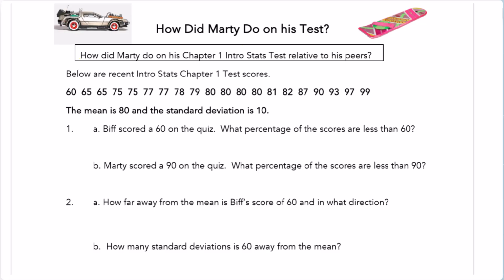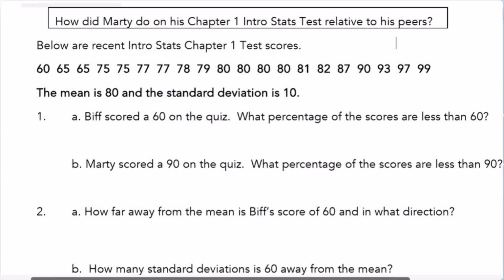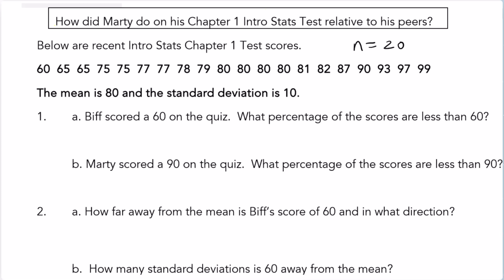Now, when we take a look at our test scores, if we count the number of scores from 60 all the way to 99, we will get a value of 20. So there are 20 scores, so we're going to write down n equals 20. That's going to be an important piece of data that we'll need. And the other two pieces of information that we're told is that the mean is 80 and that the standard deviation is 10. More about these terms later. You should probably be familiar with the word mean already. That's just average. And standard deviation is what we'll be learning about shortly.